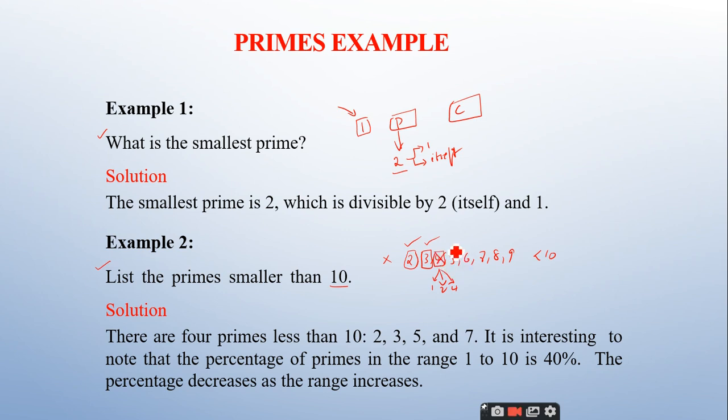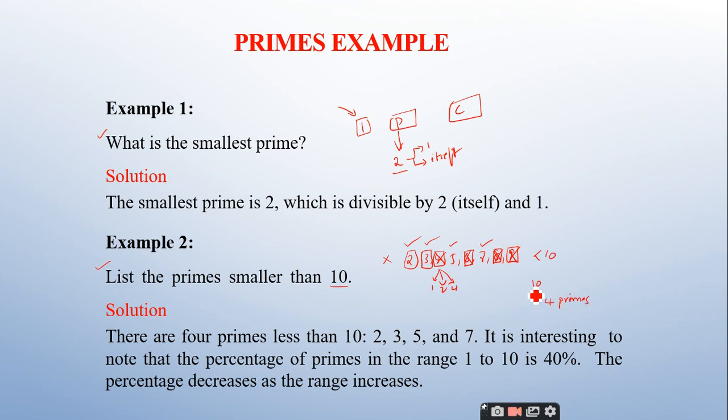If you consider 5, 5 is having the divisors as 1 and itself. Therefore, this is a prime. 6, it is having more than 2 divisors, not a prime. 7, it is having only 2 divisors, it is a prime. 8 is having more than 2 divisors, not a prime. 9 is having more than 2 divisors, not a prime. So if you take the set of numbers that are less than 10, we are having 4 primes. Am I right or not?